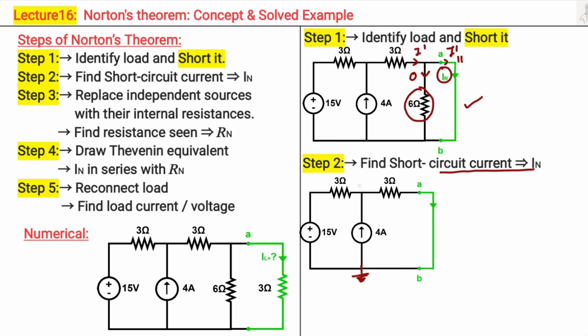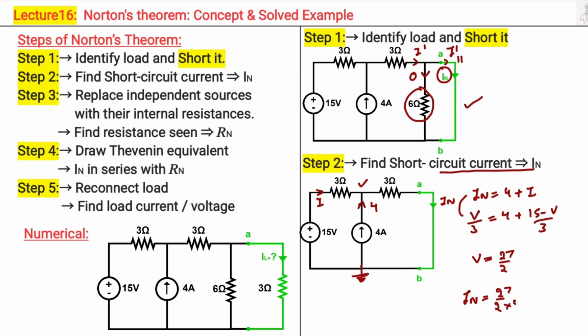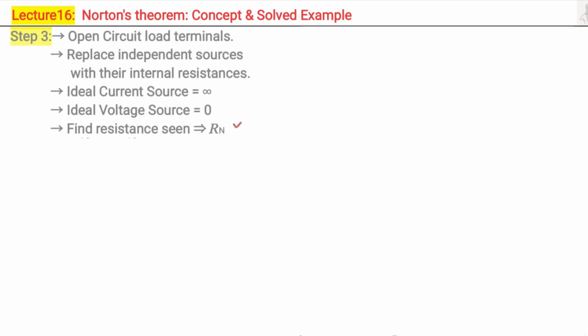Suppose this is the reference node and V is the node voltage, then this IN will be simply equal to the incoming currents, that is 4 amperes plus, suppose this current is I, so therefore plus I. Now IN can be written as V by 3 is equal to 4, and I can be written as 15 minus V by 3. Rearranging this equation, V will come out to be 27 by 2 volts and IN is simply V by 3. Therefore, IN is equal to 27 by 2 into 3, which comes out to be 4.5 amperes.